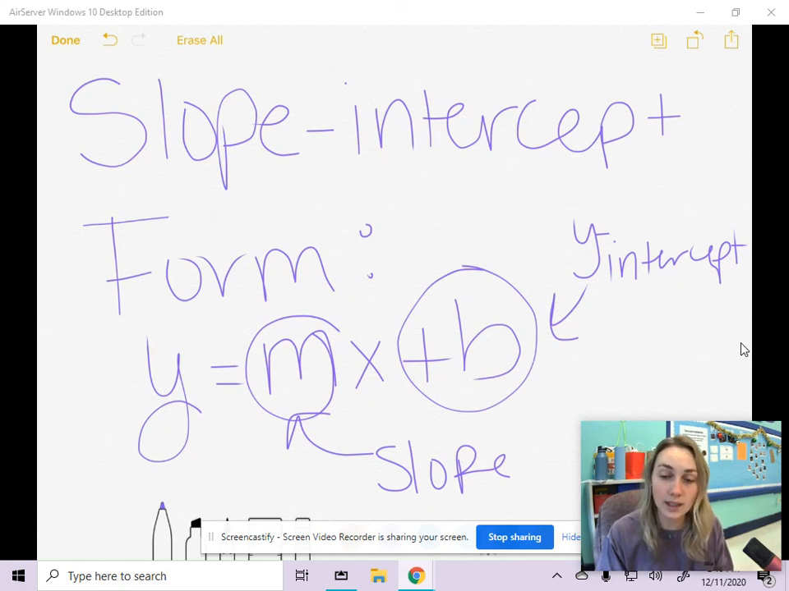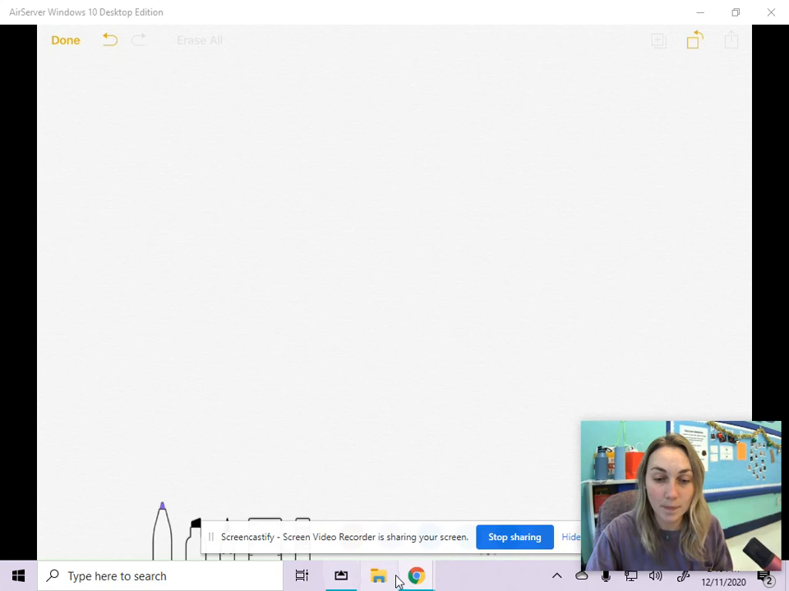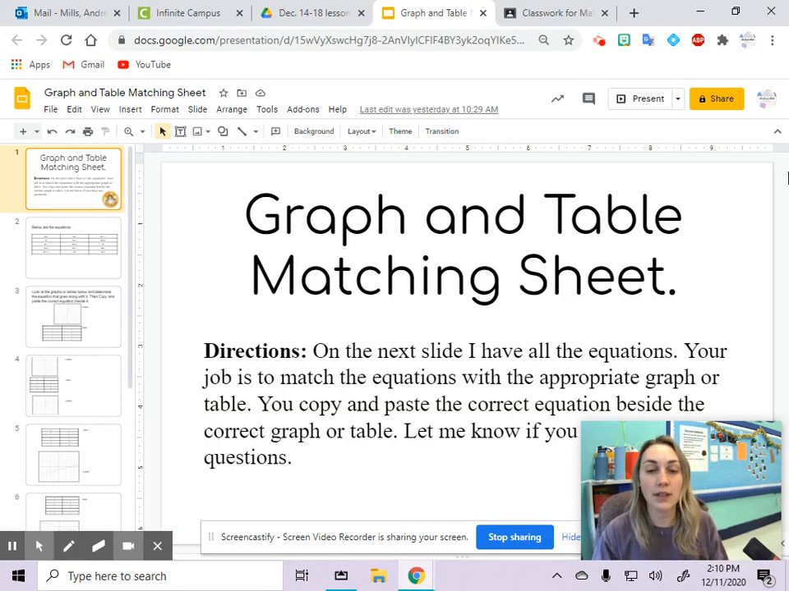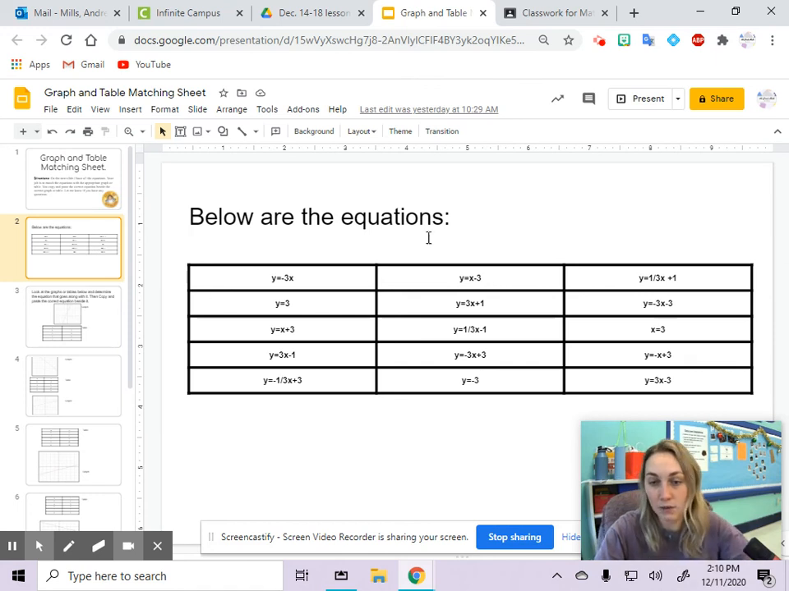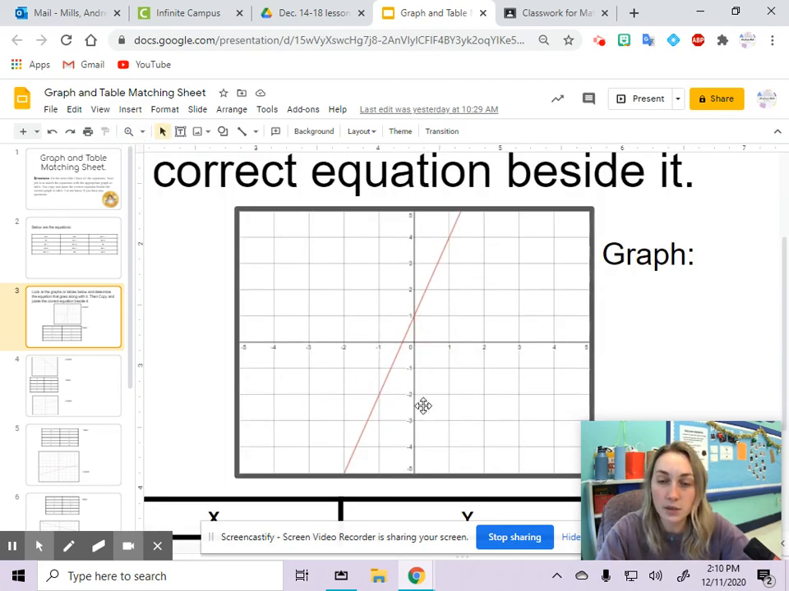So let's do a few of these examples together and figure it out. All right, let's go to our graph and table matching sheet. On this second slide, I give you all of the equations. These are all of the answers. You just have to match the correct equation with the correct graph or table. So let's look at number 1. We're going to use this graph and find out what the equation for this graph is.